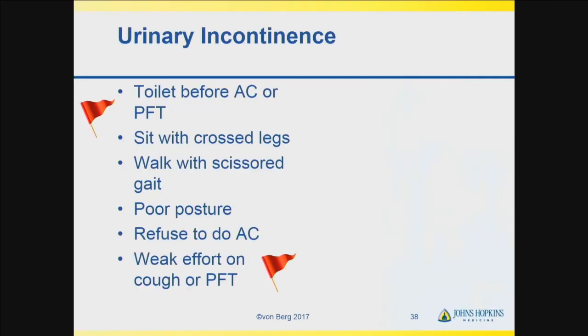All right, so what do we do for urinary incontinence? Beyond posture, what if patients aren't telling me that they have it? There are red flags that if I see certain things, I'm guessing you probably leak. You may not leak all the time, but you probably leak sometimes. Are they going to the toilet consistently before doing airway clearance or before PFTs? Do they sit with their legs crossed, trying to use every muscle they can to hold things in? Do they walk with scissored gait? Normally when we walk, our feet are a little bit apart, but if your feet cross each other, you're trying to hold everything in there.